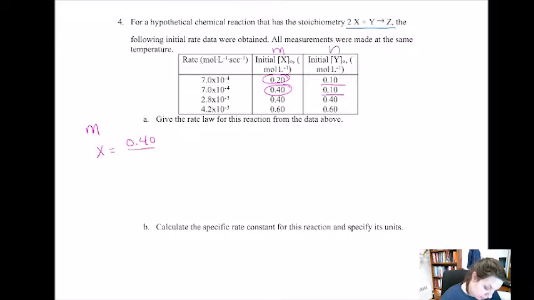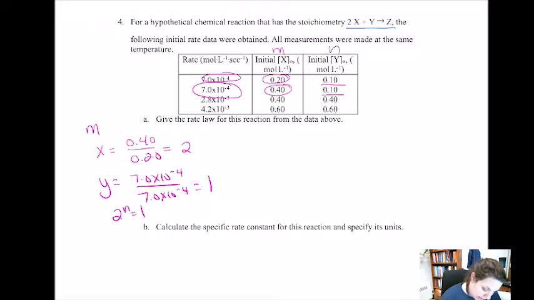0.40 divided by 0.20 gives me the value of 2. And then 7.0 times 10 to the negative 4 divided by 7.0 times 10 to the negative 4 gives me a value of 1. So 2 to the m equals 1. M is equal to 0. So we are 0 order in x.